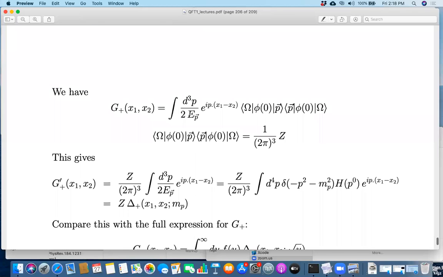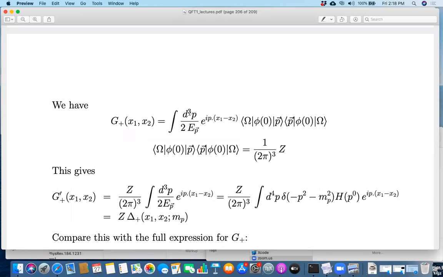So what we learn is that a single particle contribution to the 2-point function G_+(x1, x2) takes a form that is similar to the field theory expression Delta_+, except that m is replaced by m_p, which is the mass of the single particle, and there is a possible normalization constant Z that is multiplying Delta_+. Otherwise, the single particle contribution is as if you have a free field of mass m_p. Is this clear?